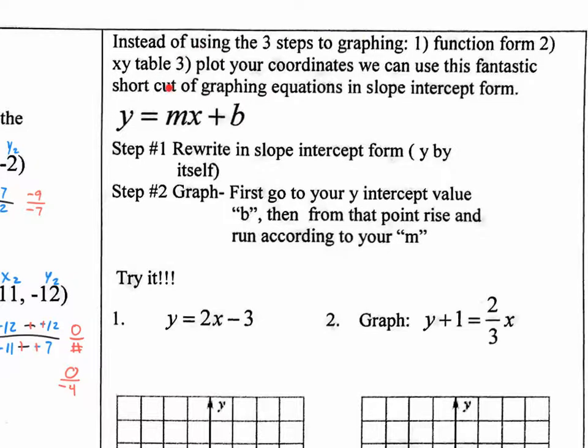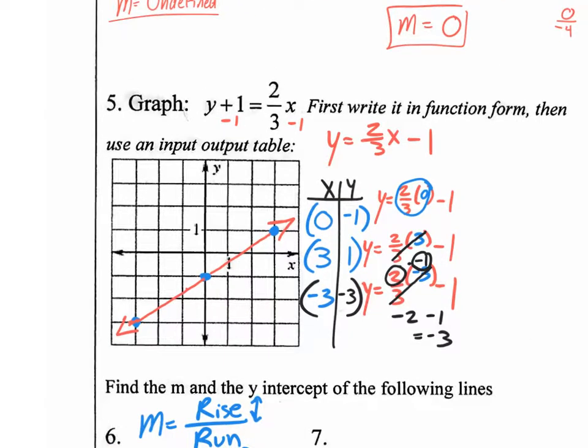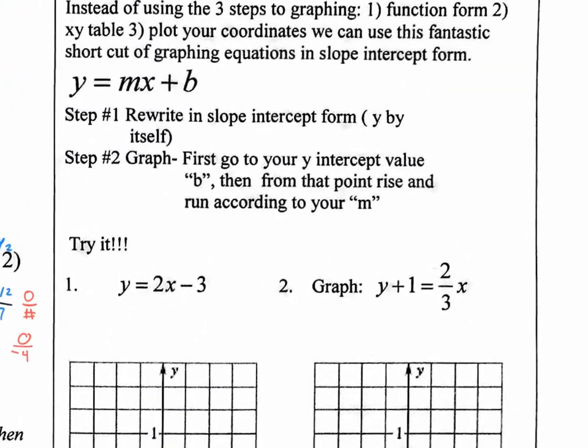Instead of using this xy input-output table, I'm talking about the same table that we did over here. I mean, look at all this work, right? We had to get the y by itself. And then we did an XY table, and we had to plug in 3 different times, do math 3 different times to get these 3 coordinates to graph it. It seriously takes a good 4 or 5 minutes.